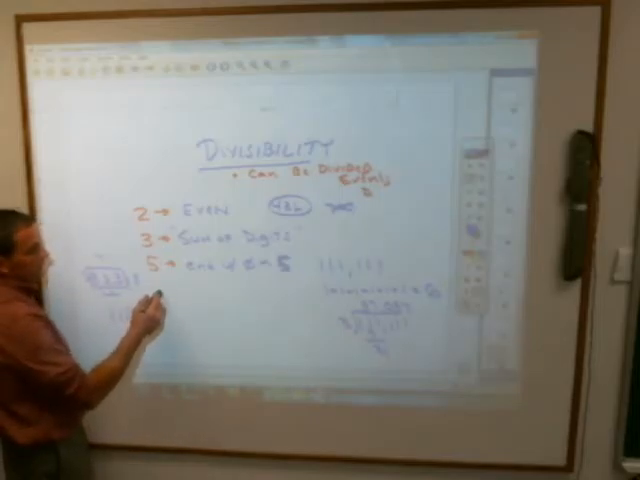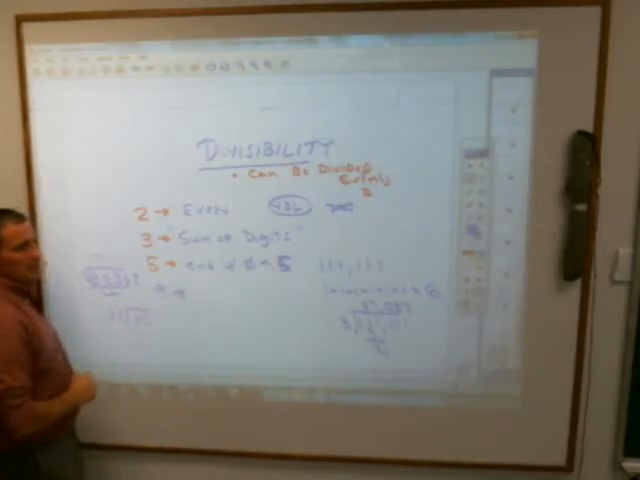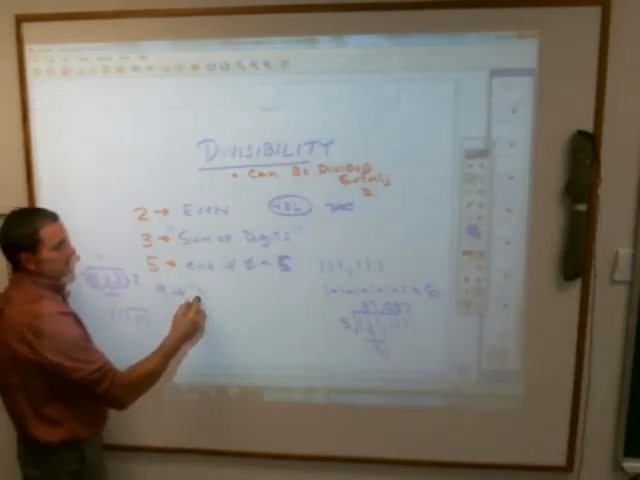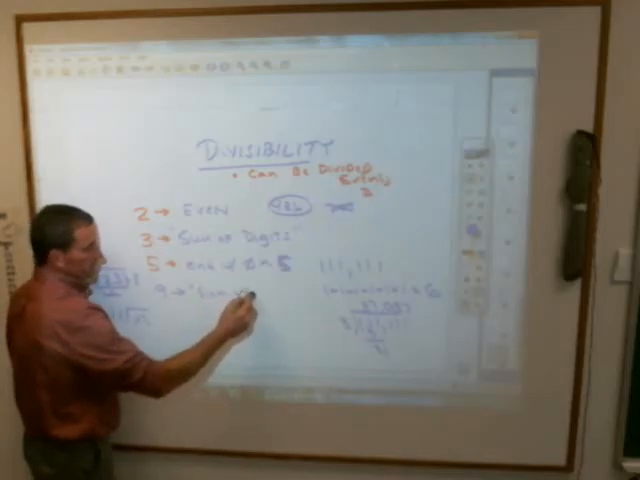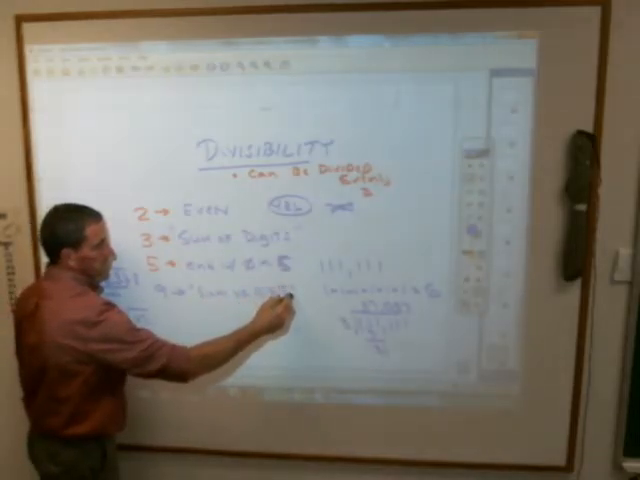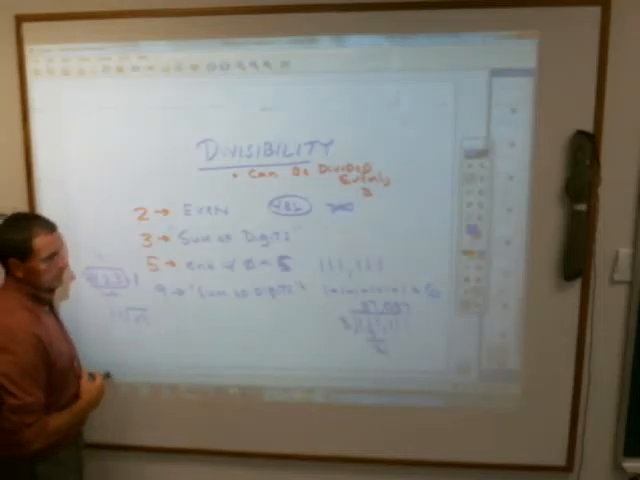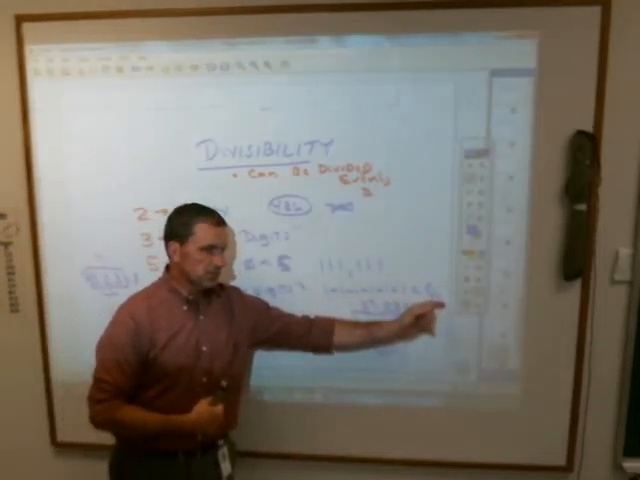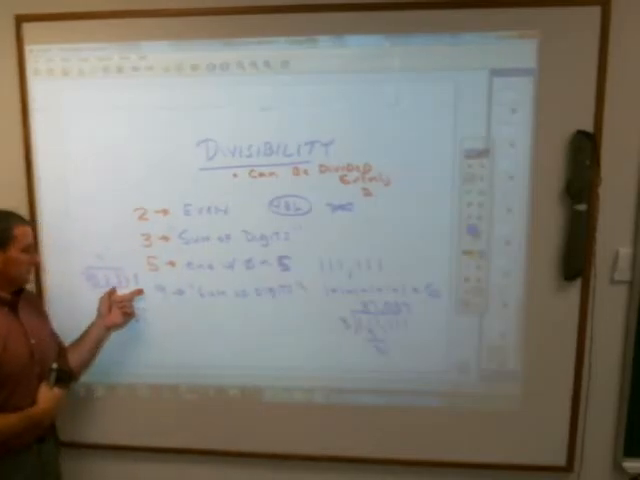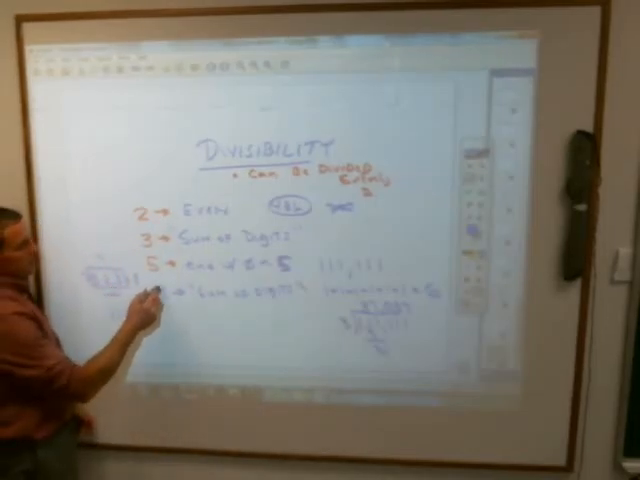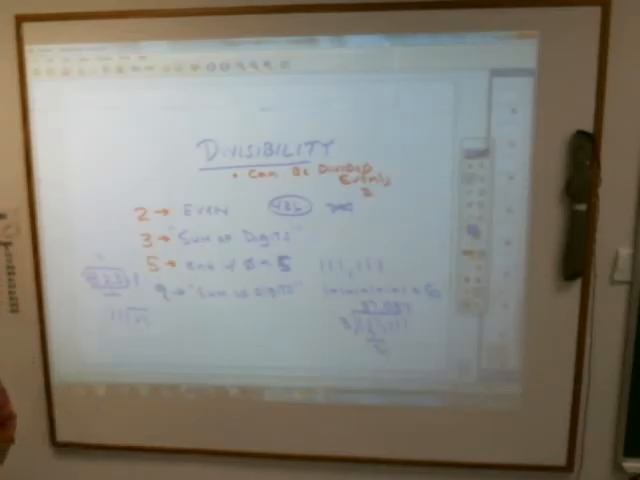By the way, the sum of the digits rule works also for 9. 9 would not go into this because 9 doesn't go into 6. 9 doesn't go into this one, but it still works for that. Like I said, it's hard to figure out if something is prime.